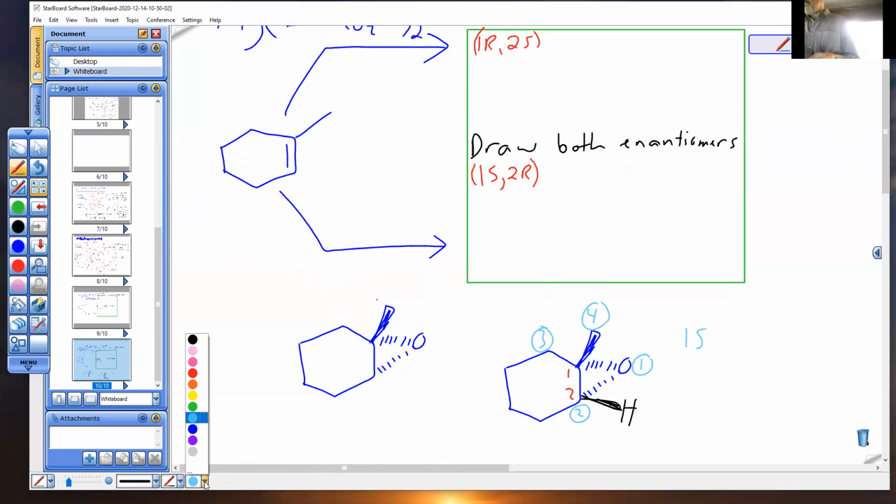Let's verify that. Let's do that in purple. Bottom stereo center, we got a 1 there, a 2 for a carbon with an O, a 3 for a carbon without an O, and a 4 for an H. So it's not S, therefore it's R. So this would be the second product, wouldn't it? 1S, 2R.